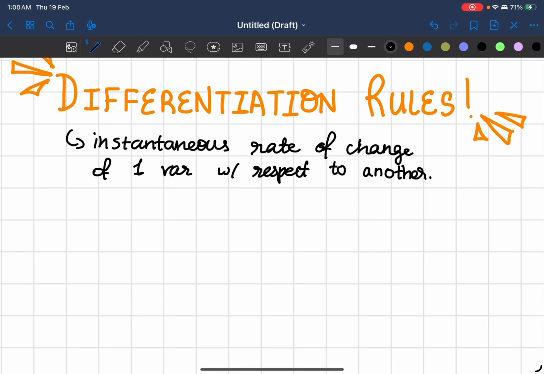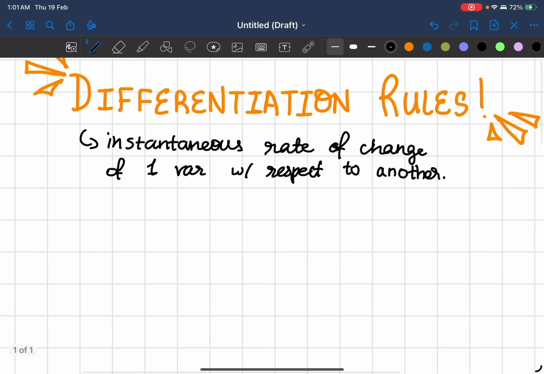Because what is velocity, guys? Velocity is the rate of change of displacement, right? It's a change in displacement over time. We can find velocity by differentiating displacement. And similarly for acceleration, we can differentiate velocity to find acceleration. So it has quite a few useful practical applications in other fields other than maths.